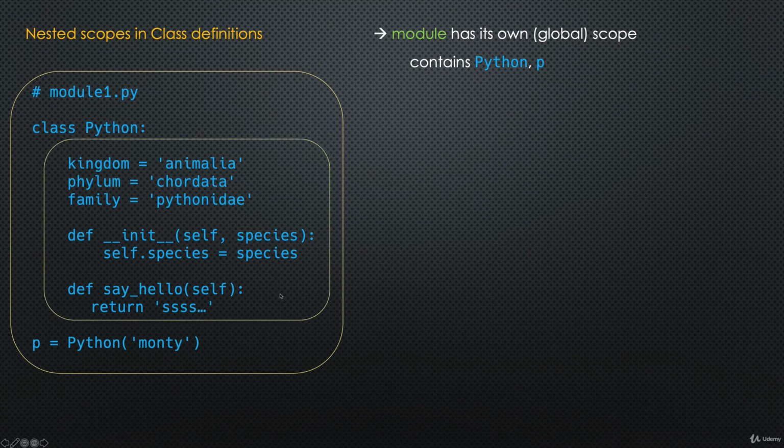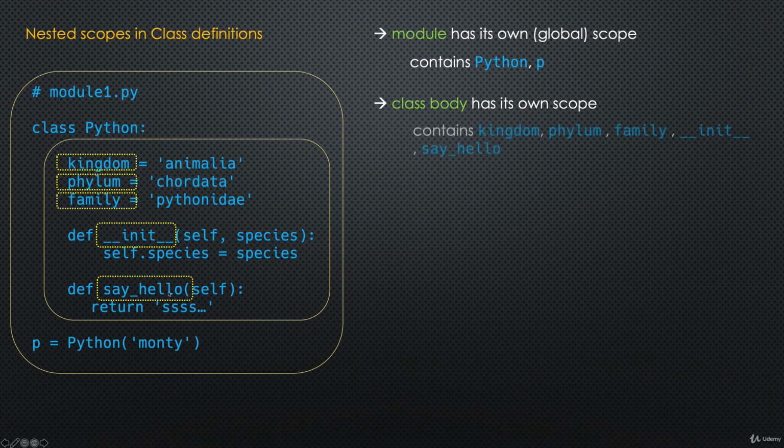Now, inside the class, we also have another scope going on. And it's really important to understand that the class body has its own scope, right? It's its own scope. But what is in that namespace? Well, it's kingdom, phylum, family, init, and say hello. So these things are the symbols in the body scope, in the body namespace.